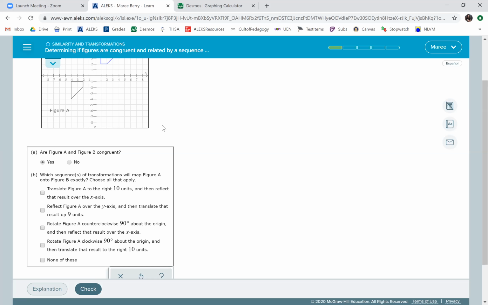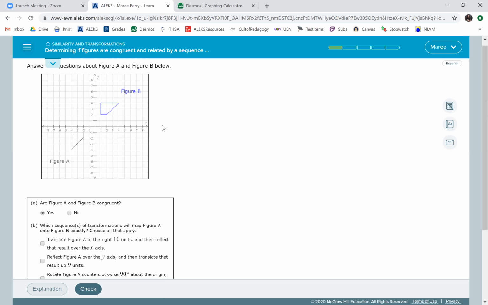Now let's look at these. Translate the figure to the right 10 units. So if we start at -4, 10 units would be 6. So that corner would be right here, and then it would go over 2. So it would be like this. Then reflect over the x-axis, so point would be right there. So that's not going to work.